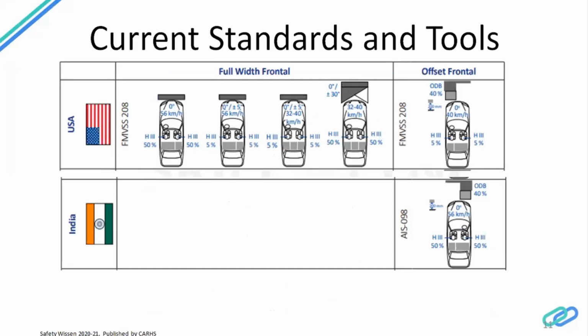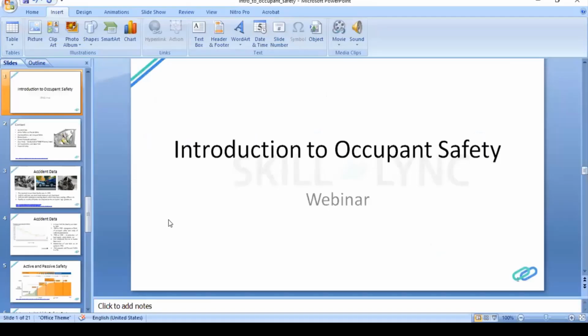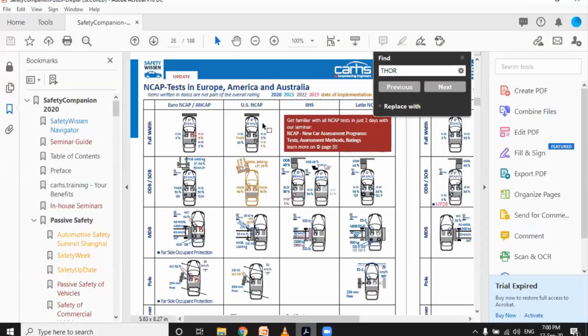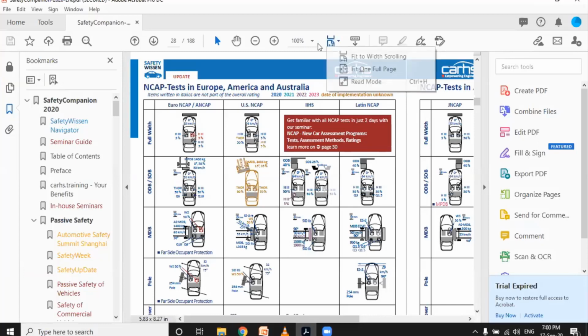I have given just two examples of existing standards, one for the US and one for India, but you can read here. The reference of these images is a book called Safety Vision 2020-21. It is published by an institution called CARHS, and you can download it for free. Let me just show you. It will look something like this. Yeah, this is the book.